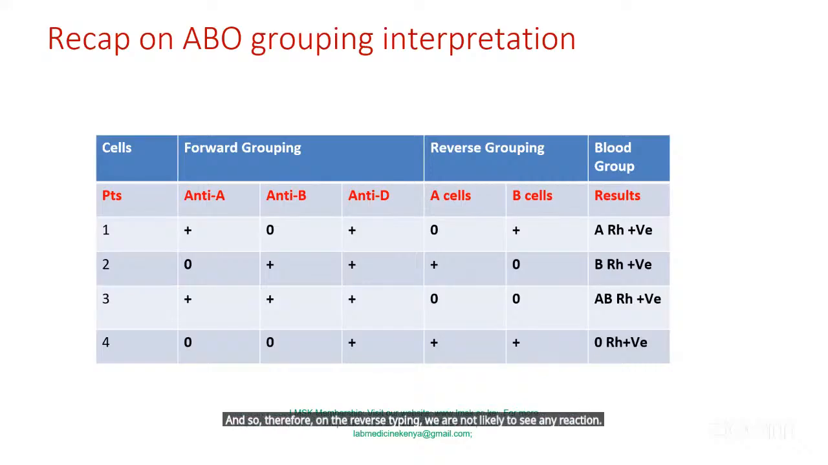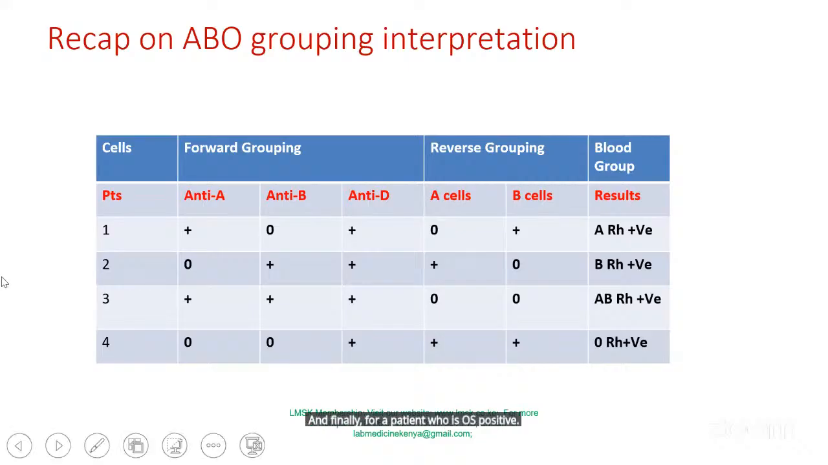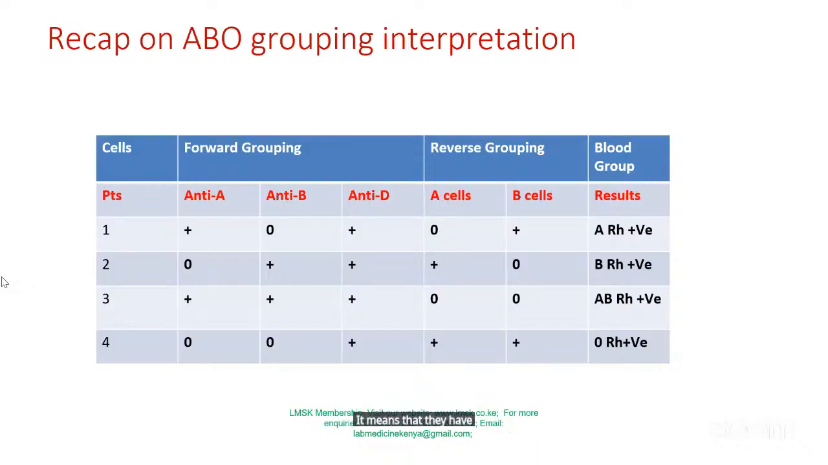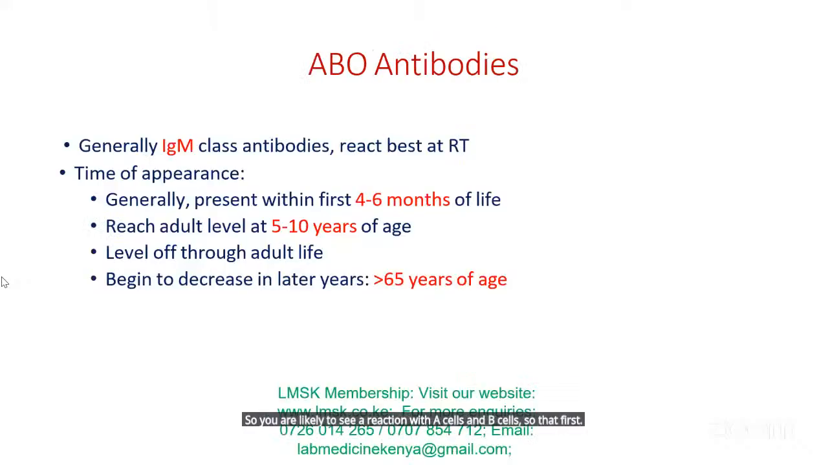And finally, for a patient who is group O, they'll be having no antigen on their red cell surfaces. So if they don't have antigen on their red cell surfaces, it means that they have got both antibodies now, because both A and B are missing. And so you are likely to see a reaction with A cells and B cells. So that first slide is just a recap.